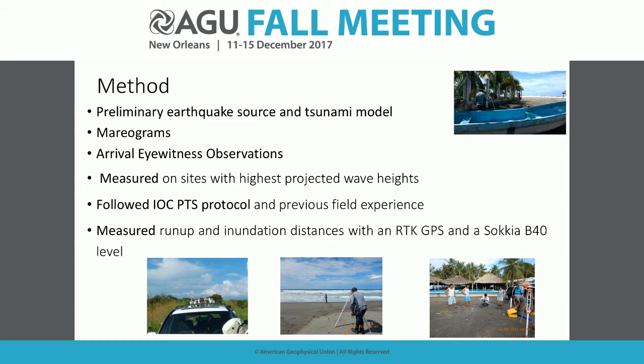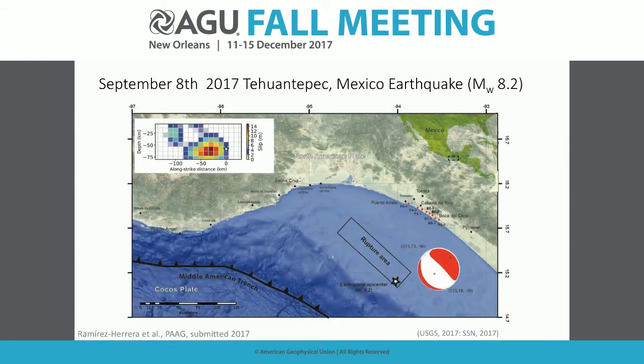What we used was very simple: measuring runup and inundation distances with an RTK GPS and a Sokkia A40 level. Because some of the areas were hard to get into, we also used drones, and that helped us expedite the survey in the field.